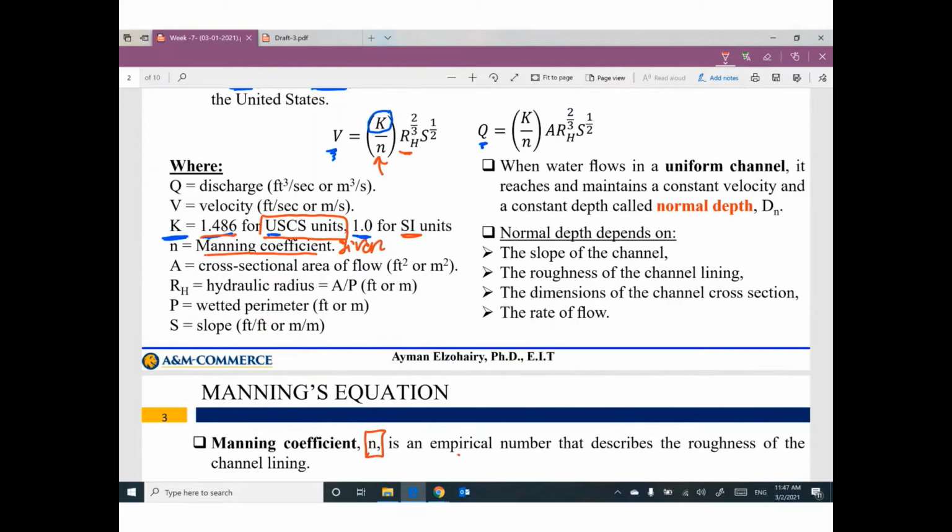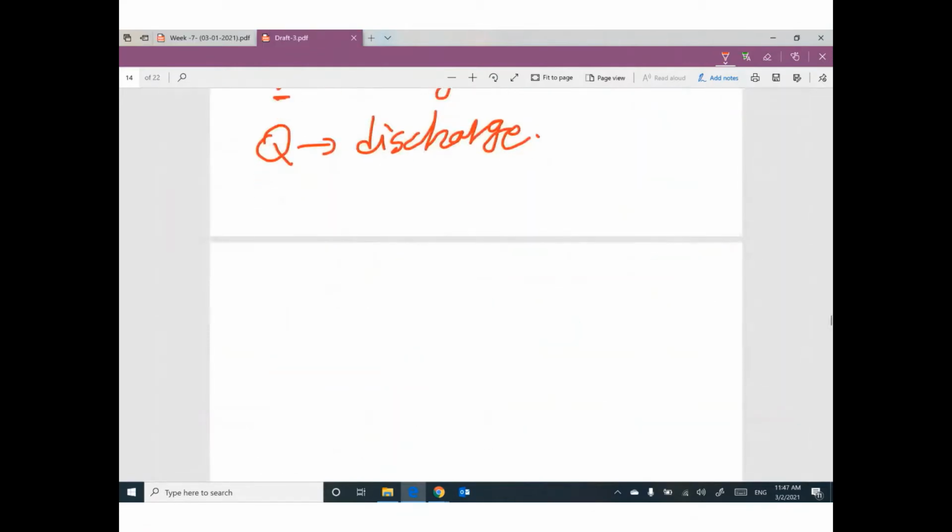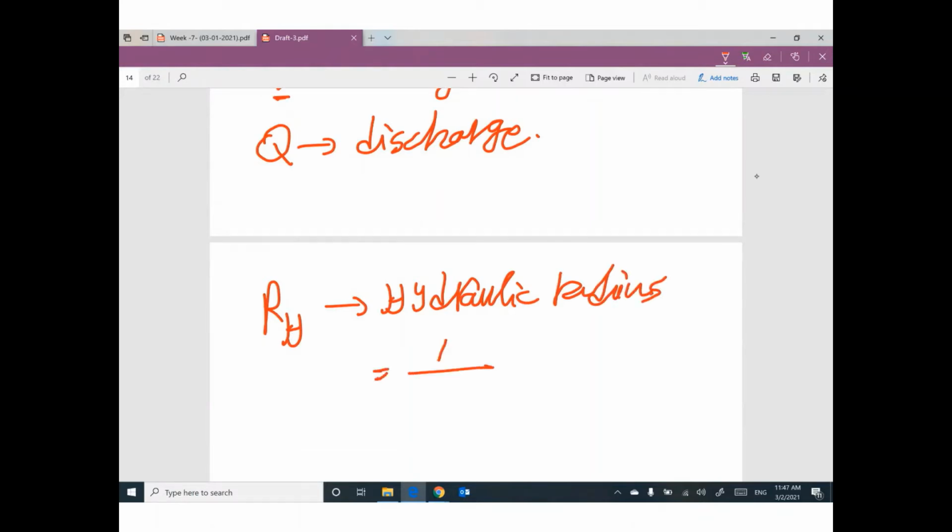R_H, do you remember this term? Guys, do you remember R_H? This term is very important. Hydraulic radius. Do you remember how we calculate it? It equals the area of the flow divided by the wetted perimeter.